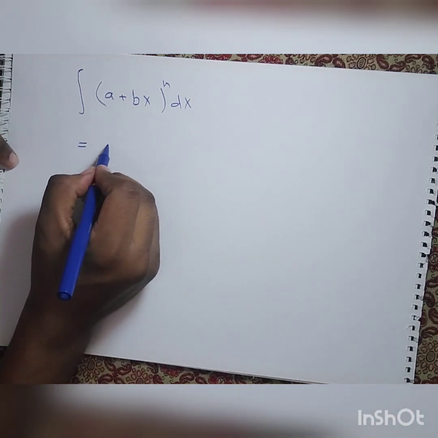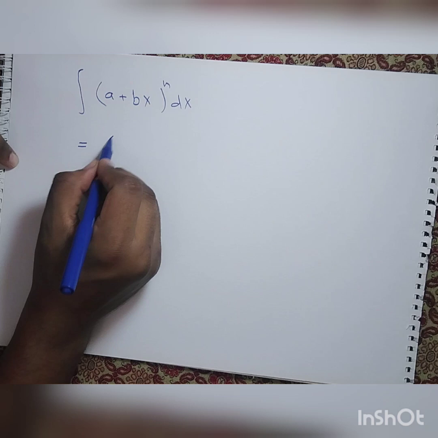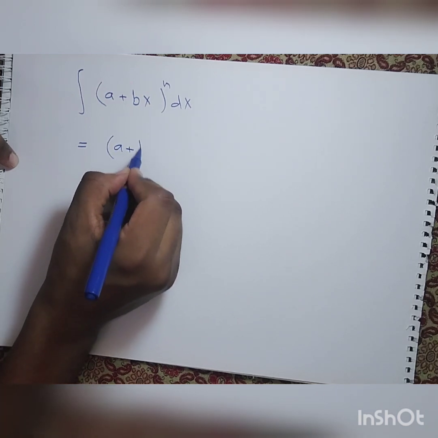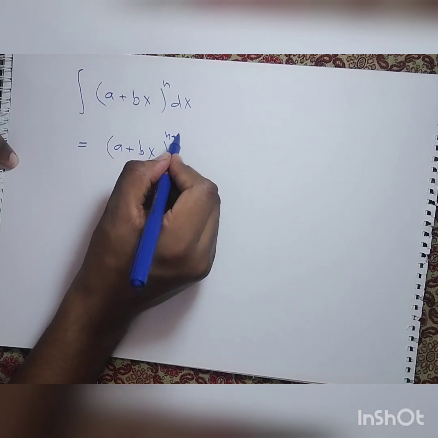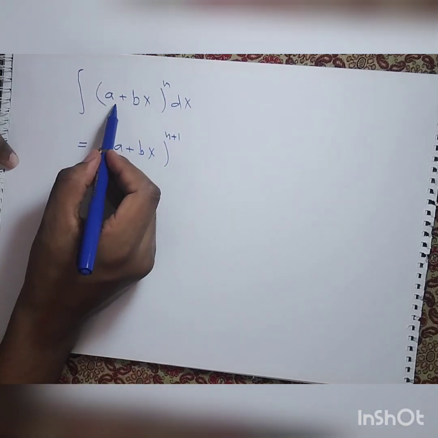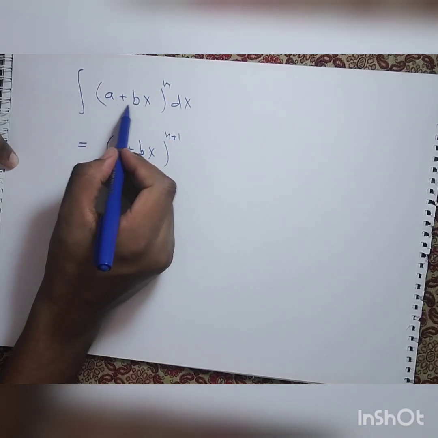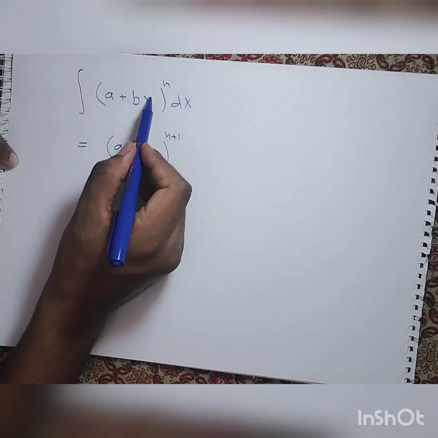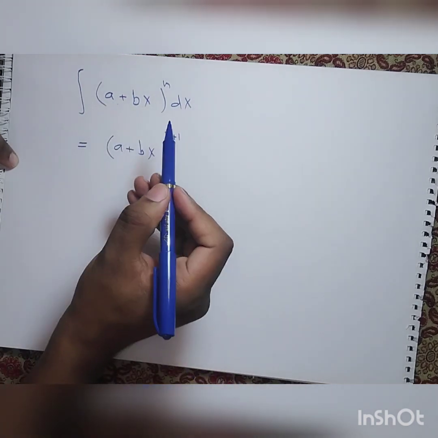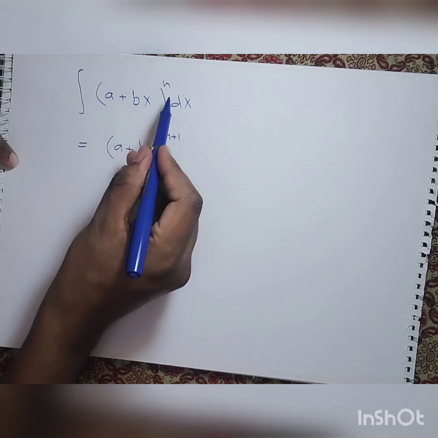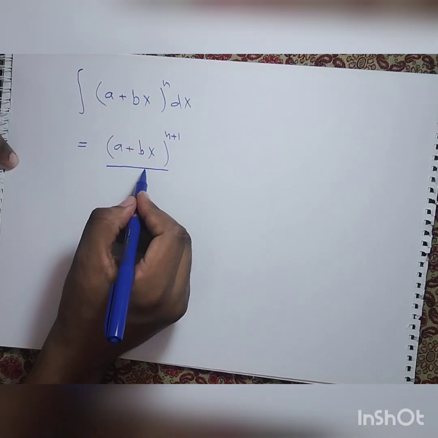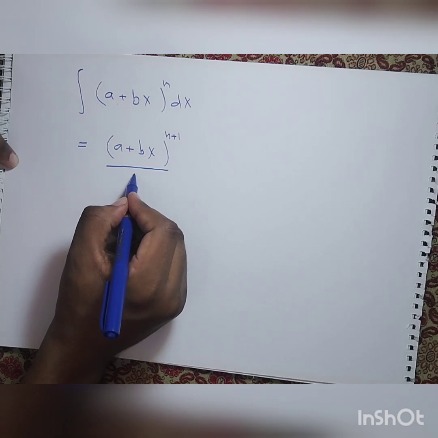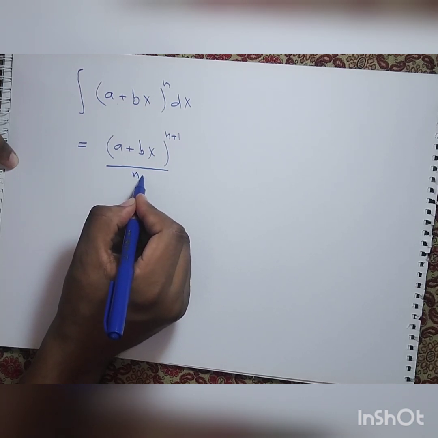So this is directly equal to a plus bx to the power n plus 1. Here similarly, we first make sure this is linear. That means we don't have squared here. This is the first thing. And then we just add 1, and we divide by the new power, which is n plus 1.